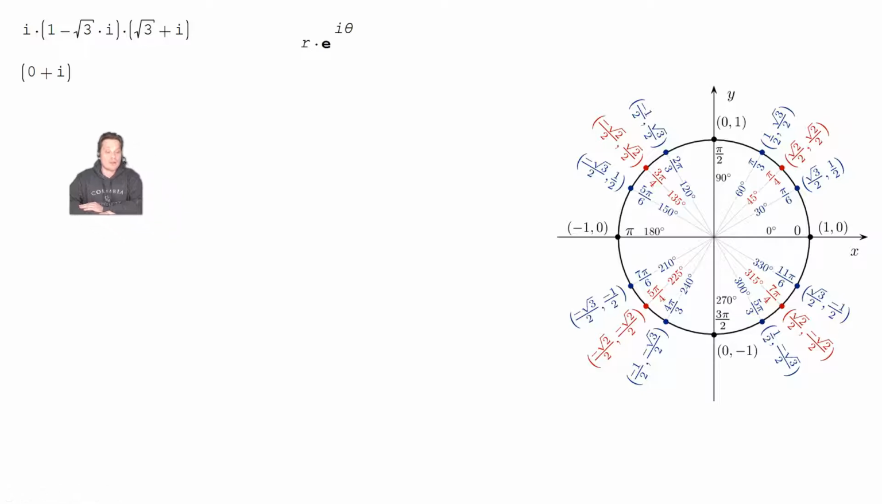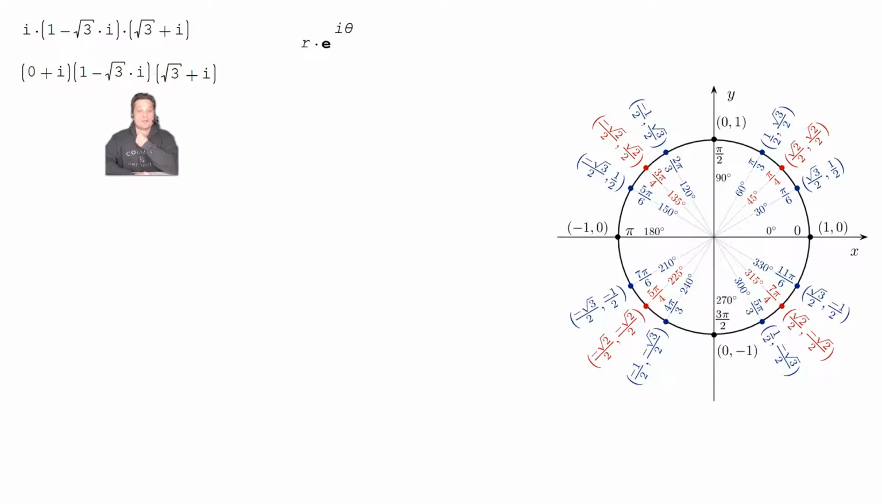I'm going to proceed as follows. First step: that number i, I'm going to rewrite as just 0 plus i. Why would I do that? Because it will help me to recognize the angle that corresponds to that number. The second number, 1 minus root 3 i, stays, and the third number, root 3 plus i, also stays. So right now the goal is to convert each of those into r times e to the i theta.